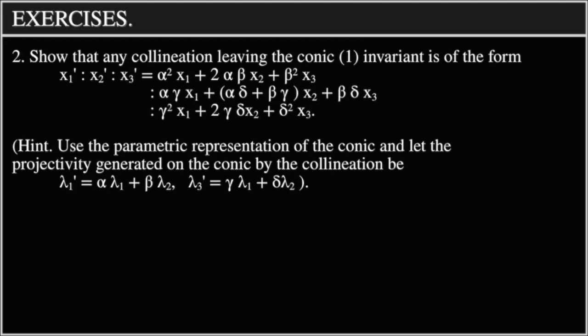Hint: use the parametric representation of the conic and let the projectivity generated on the conic by the collineation be lambda 1 prime equals alpha lambda 1 plus beta lambda 2, lambda 2 prime equals gamma lambda 1 plus delta lambda 2.